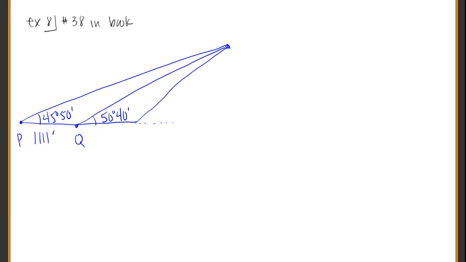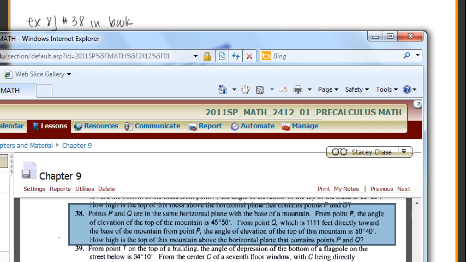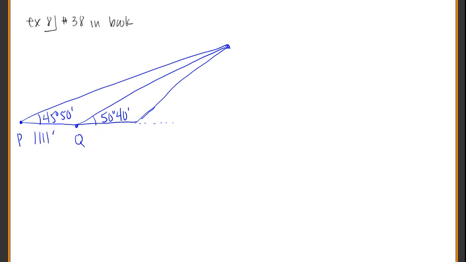First of all, if we go back to the problem real quick, it says, how high is the top of this mountain above the horizontal plane that contains points P and Q? Okay, so they're not asking for this side. They're asking for basically this right here. How high is it from the horizontal plane that has both points P and Q? So we're looking for this right here.